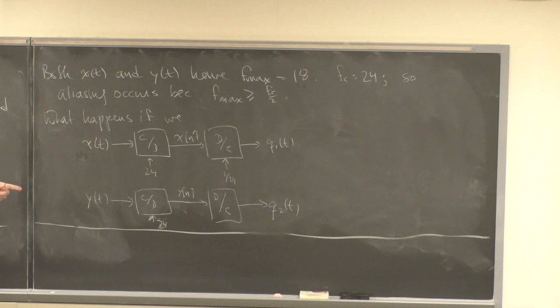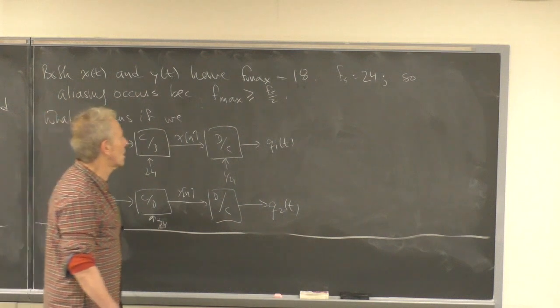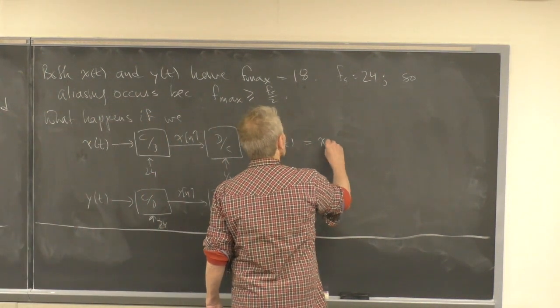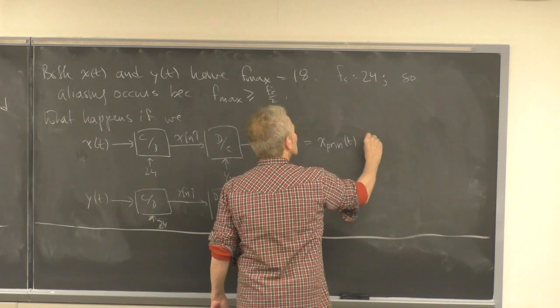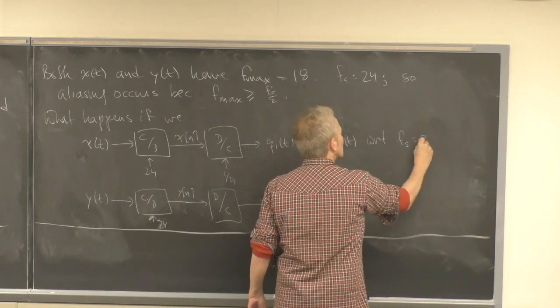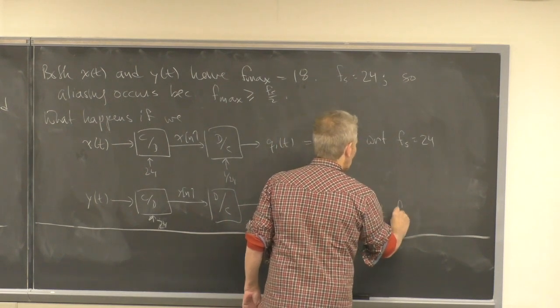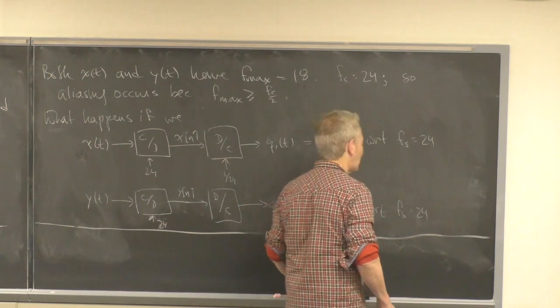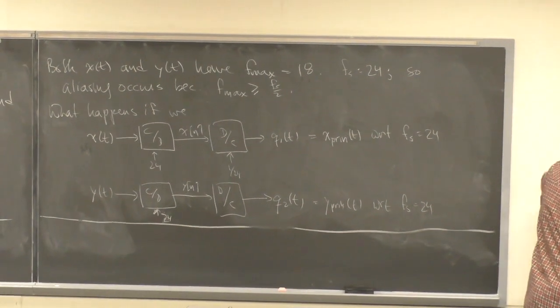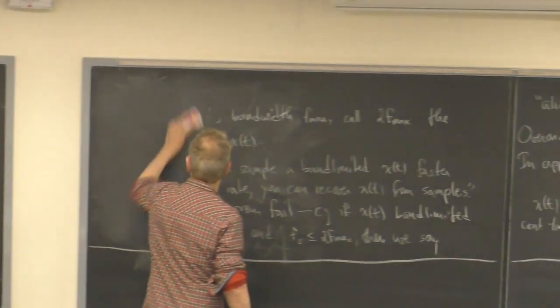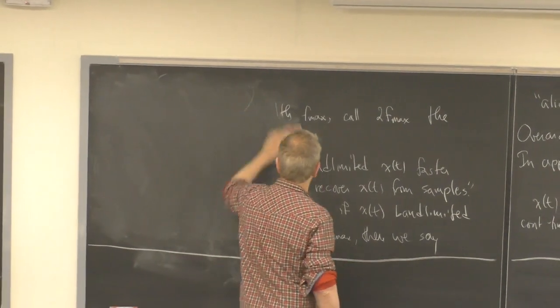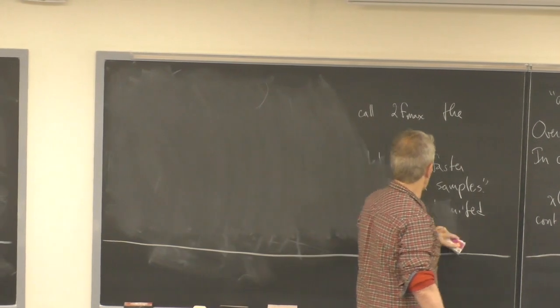What are q1 of t and q2 of t? Well, we know that q1 of t and q2 of t are going to be x prin of t and y prin of t, the principal continuous time aliases of x of t and y of t with respect to the sampling frequency fs. So this is going to be x prin of t with respect to fs equals 24, and this is going to be y prin of t with respect to fs equals 24. So now our job is to find x prin and y prin. How does one find a principal continuous time alias?